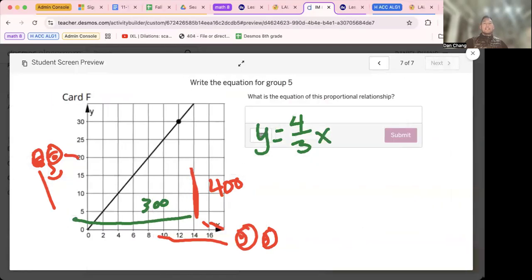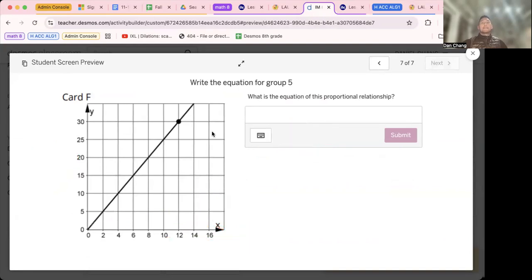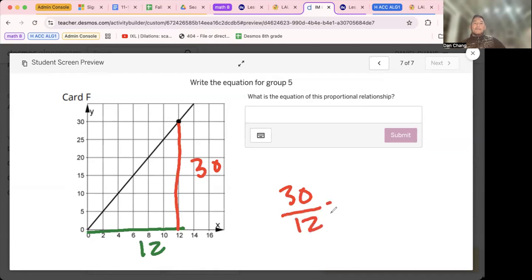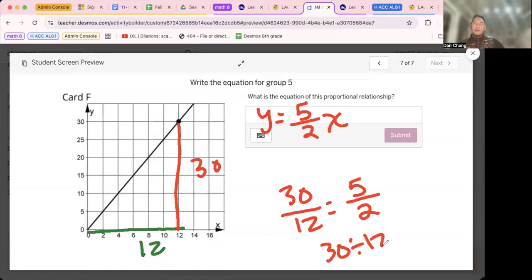And last but not least, here is card F. You're paying attention to your scales, and you are seeing the bottom is skip counting by 2. That's 12. That's your horizontal length of a slope triangle. This is 30. 30 over 12 is your slope. The common factor there is 6. That is 5/2. Y equals 5/2 x. Again, if you're using a calculator and you just did 30 divided by 12 and you punch the equal sign, you would have gotten 2.5.